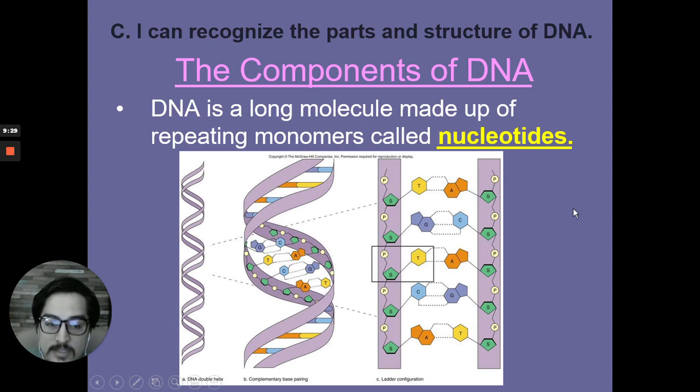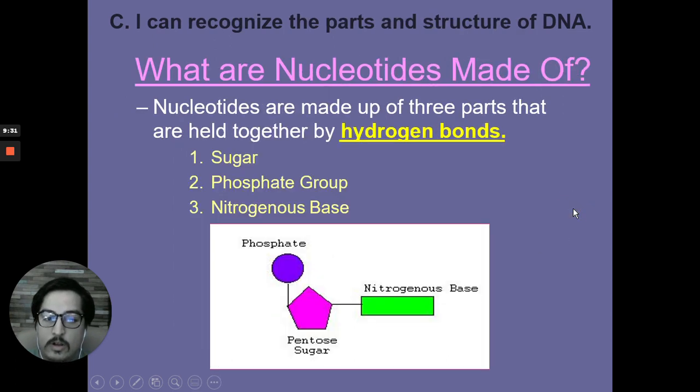Now the next thing, we're going to talk about how they're together. Nucleotides are made up of 3 parts that are held together by hydrogen bonds. So these 3 things: you have the phosphate, you have the sugar, and then you have the nitrogen base. Those are together. Copy these down. You only have to put sugar here. You don't have to put pentose. Pause the video because I'm moving on.